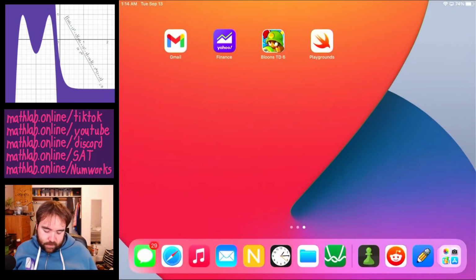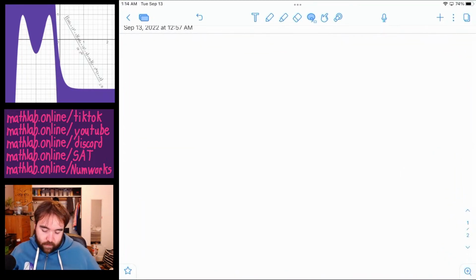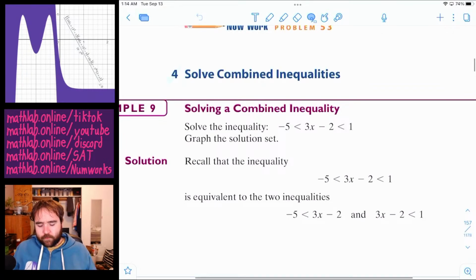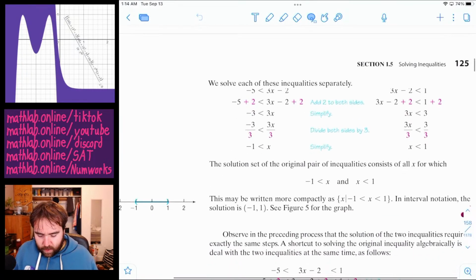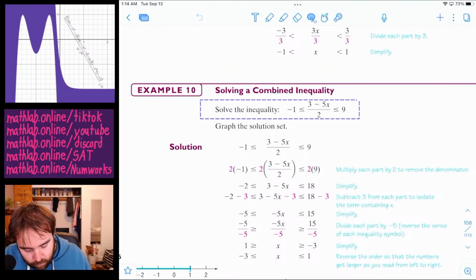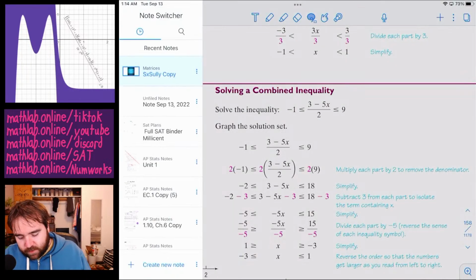Alright. Let's go back to some math. That's what we're here for anyway. So we've done 3 problems. We're going to do 3 more. We did the combined inequality. We got another combined inequality. So these are nice because they're simple.